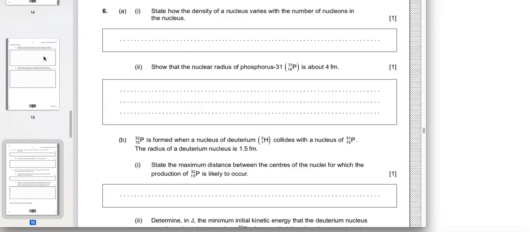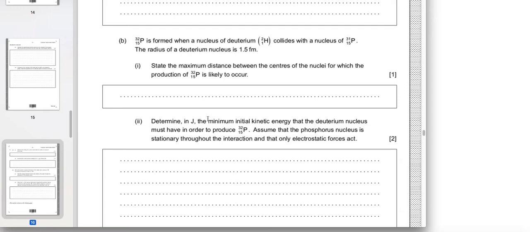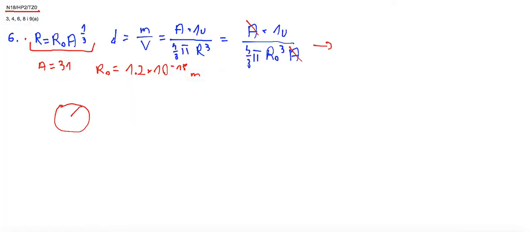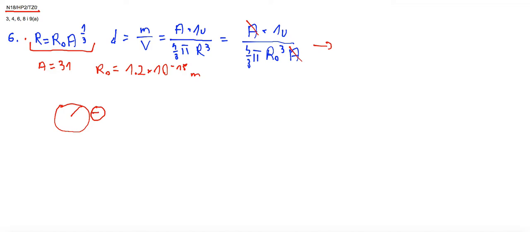Part B. P32, phosphorus 32, is formed when a nucleus of deuterium collides with a nucleus of phosphorus 31. The radius of the deuterium nucleus is 1.5 femtometers. State the maximum distance between the centers of the nuclei for which the production of P32 is likely to occur. Remember that the radius is the range of the strong nuclear force. So if you have phosphorus of the given radius, which was calculated previously, and deuterium of the given radius, then to absorb the deuterium into the phosphorus, you have to add these two radii.